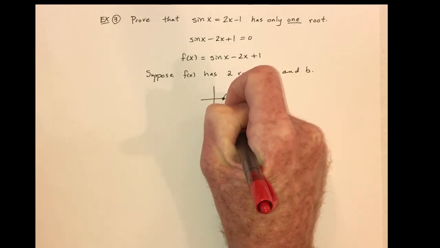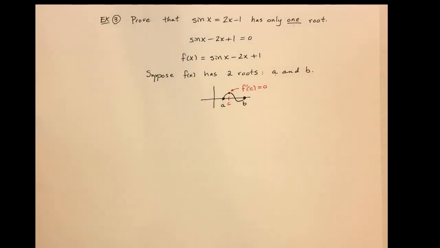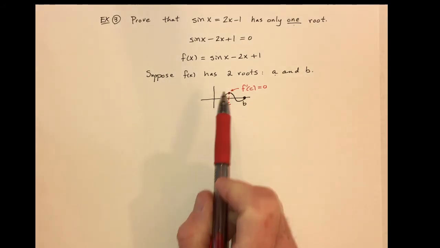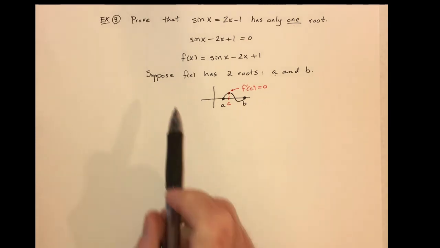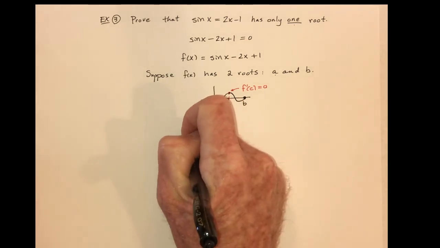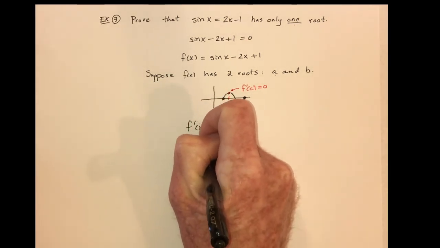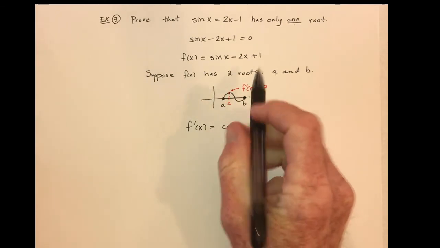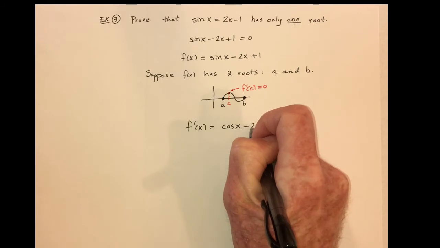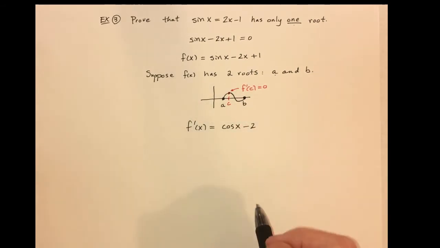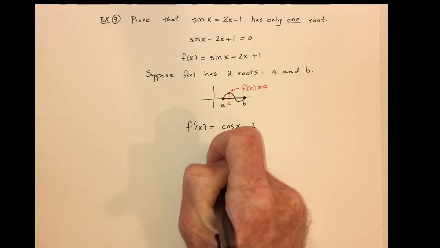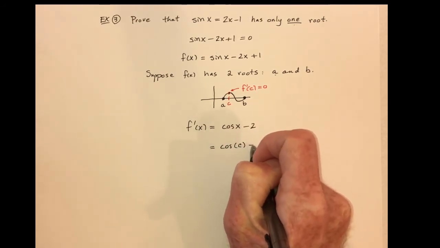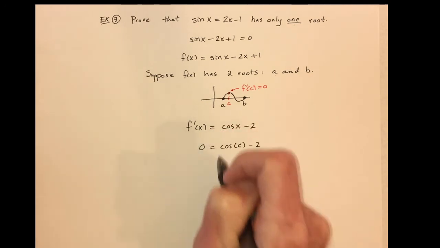So there's going to be some value c that's in between the a and the b where the derivative will equal 0. And then let's see if that's true. Take the derivative. So the derivative of sine is cosine. The derivative of negative 2x is negative 2, and the derivative of 1 is 0. And then call that the letter c, or the number c, and the derivative has to equal 0.